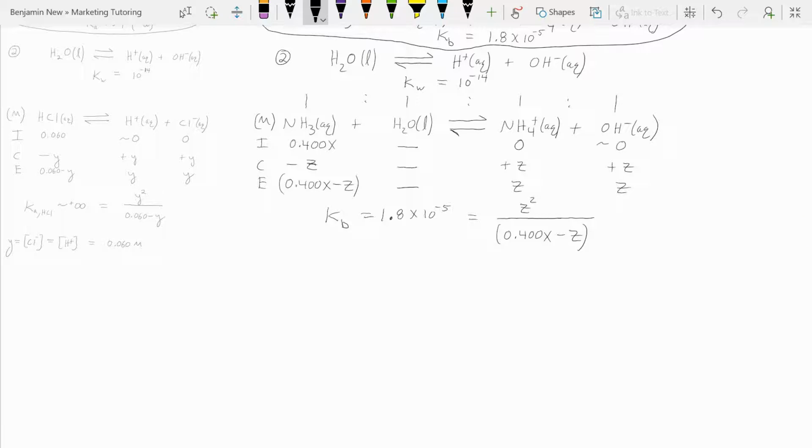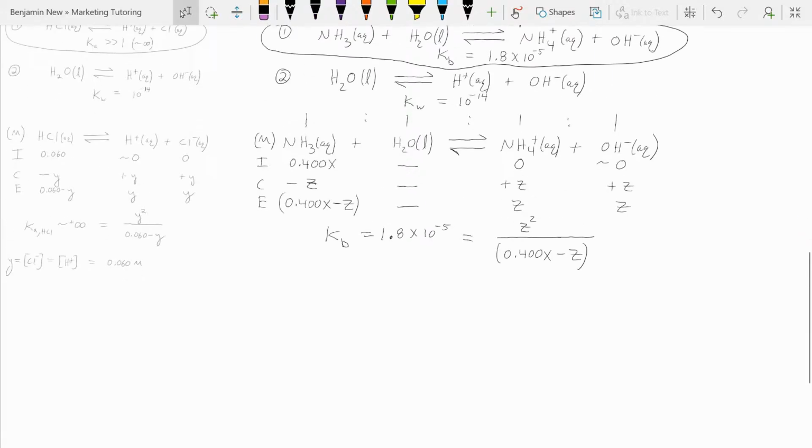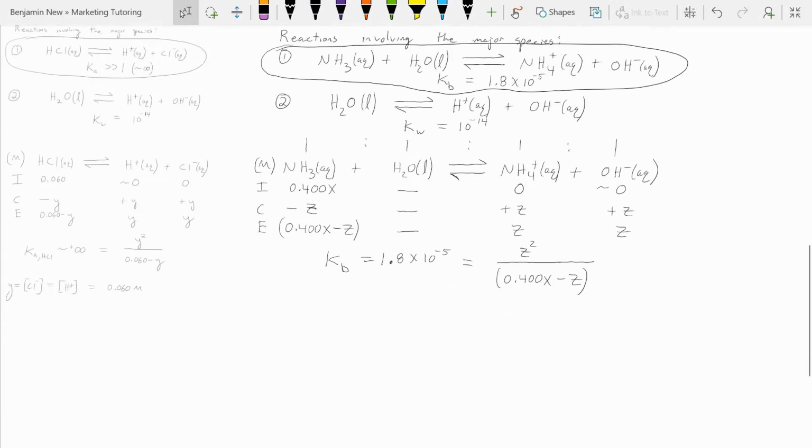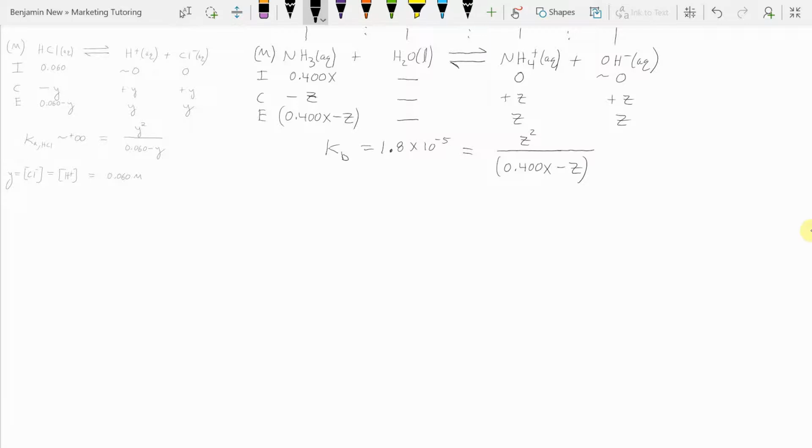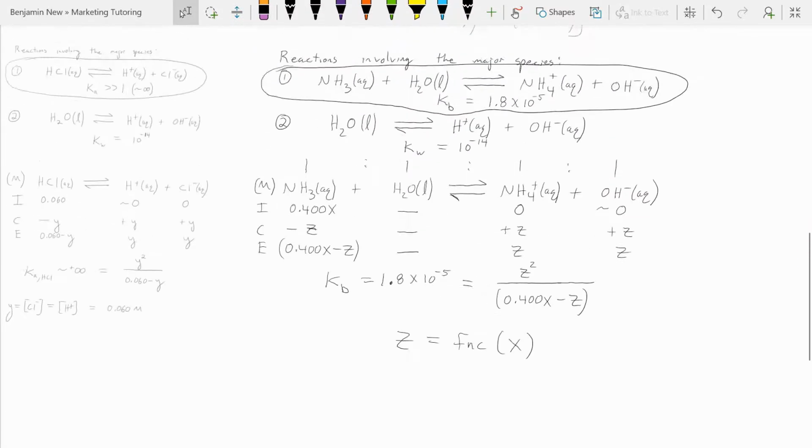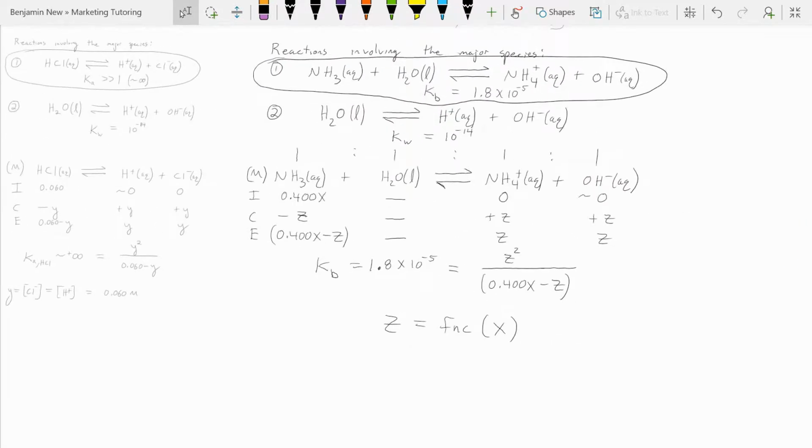So this seems complicated, and actually it is a little bit, but I'll explain in just a moment how to make this simpler and to basically sidestep doing this particular part. If we did want to solve the quadratic equation in z, where x was just a variable, we would get z is equal to some function of x. We're not going to solve that. Instead, we're going to recognize the following.